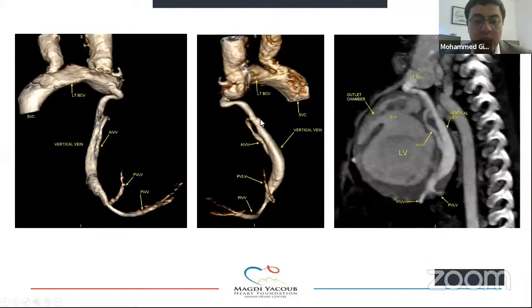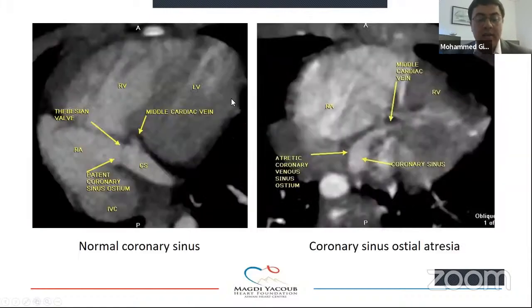So we should note this important finding, so that the surgeon will not ligate or transect this vein, as this vein represents the only or the main venous drainage of the heart. And in this case, the coronary sinus was atretic. And I will here in this slide show the normal.